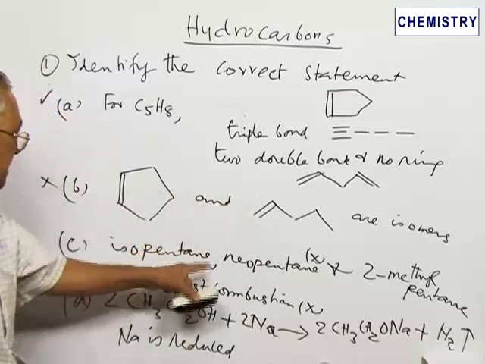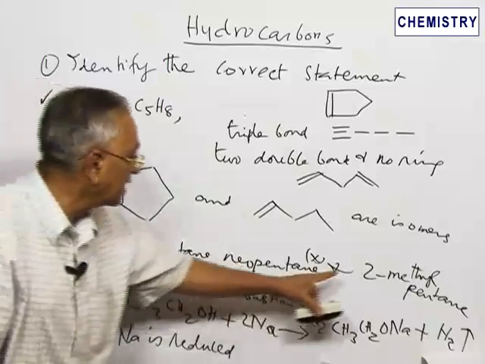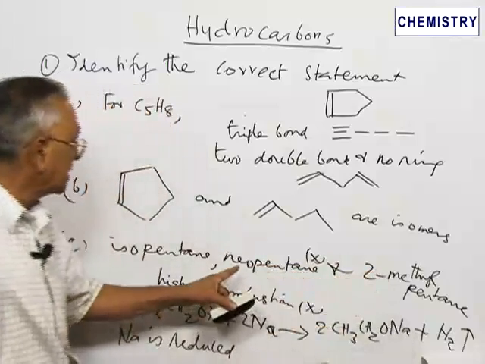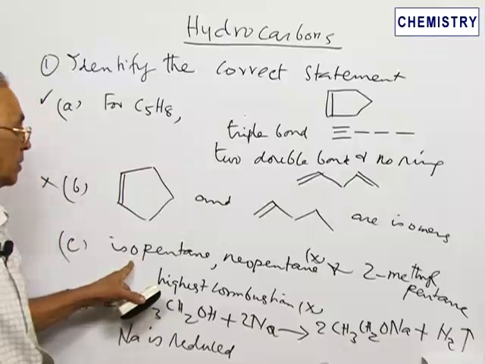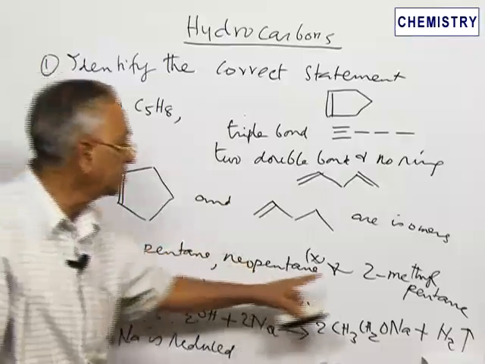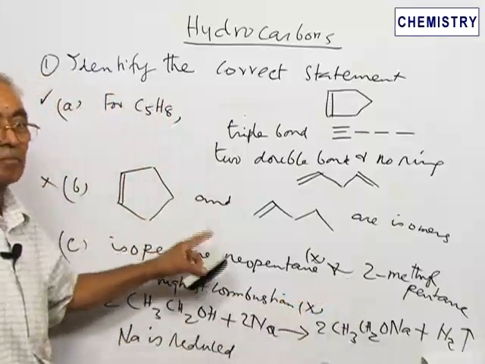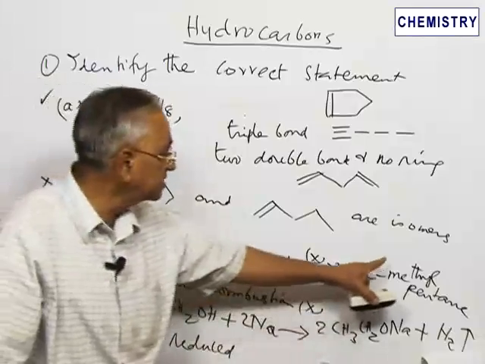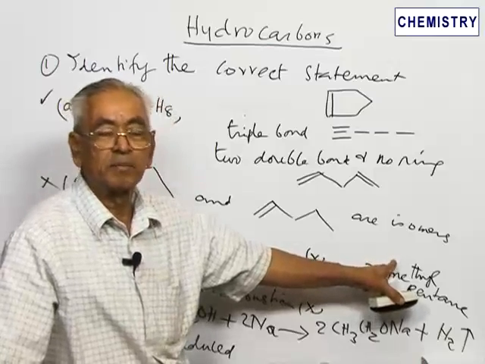Among the 3 compounds that are given, namely isopentane, neopentane and 2-methylpentane, 2-methylpentane contains 6 carbon atoms, and neopentane is a highly branched compound, and isopentane is also a slightly branched compound. Neopentane and isopentane contain 5 carbon atoms each, and 2-methylpentane contains 6 carbon atoms. The concept is, the greater the number of carbon atoms, the higher the heat of combustion. So this one, which contains 6, should have the highest heat of combustion.